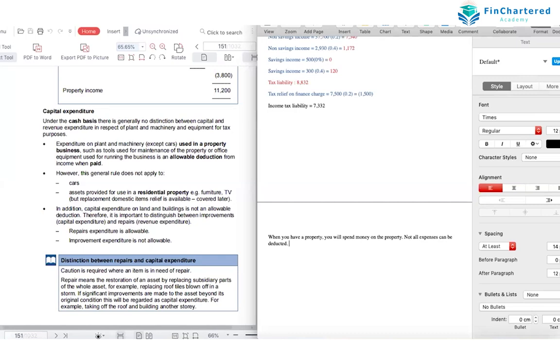We need to understand that there is some expense that is incurred for maintaining the asset, which I would like to say is, say, repairs. These are costs to maintain the property in its current condition.